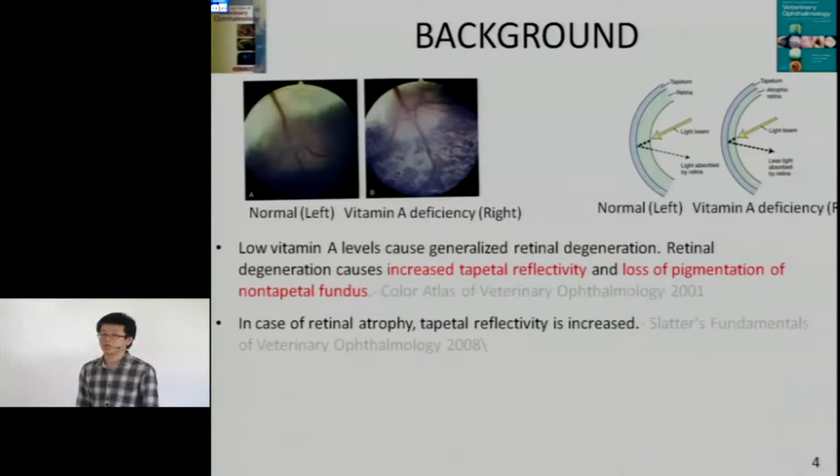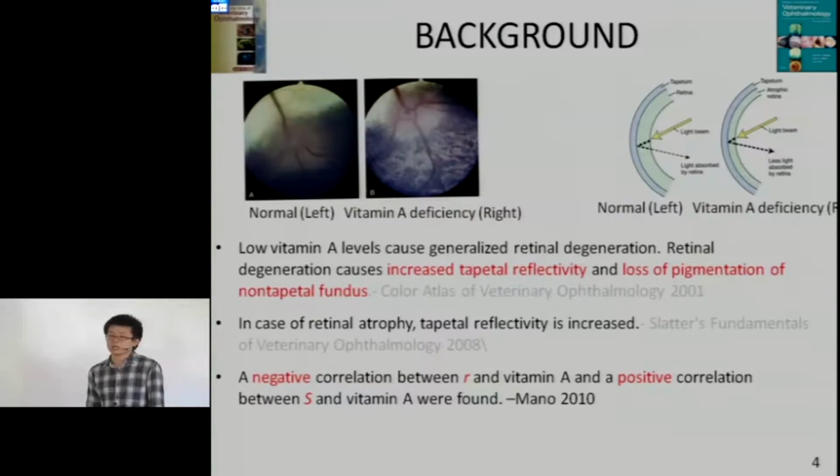Another literature says that vitamin A deficiency can cause retinal atrophy. Please see here. This part is the tapetum, and on the tapetum there is a retina layer. When retinal atrophy happens, this layer becomes thinner, so less light can be absorbed by the retina. So in other words, the reflectivity will get higher.